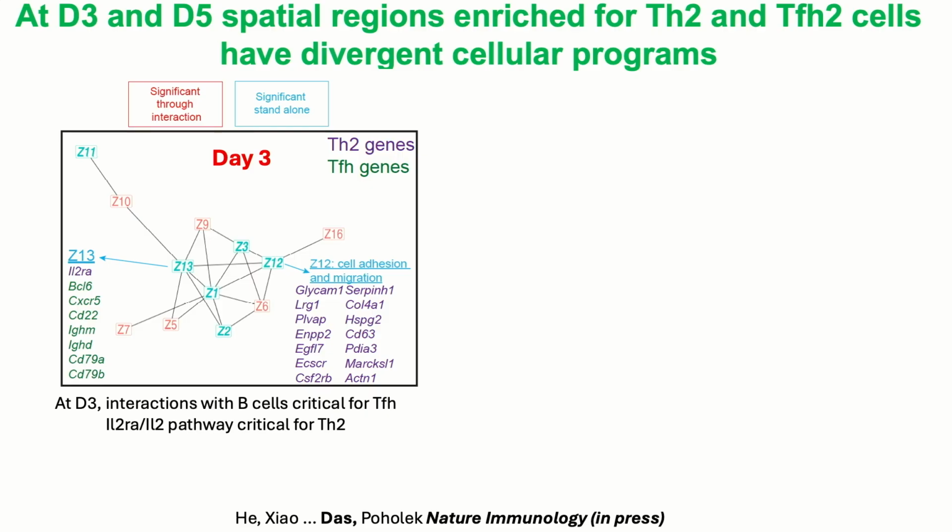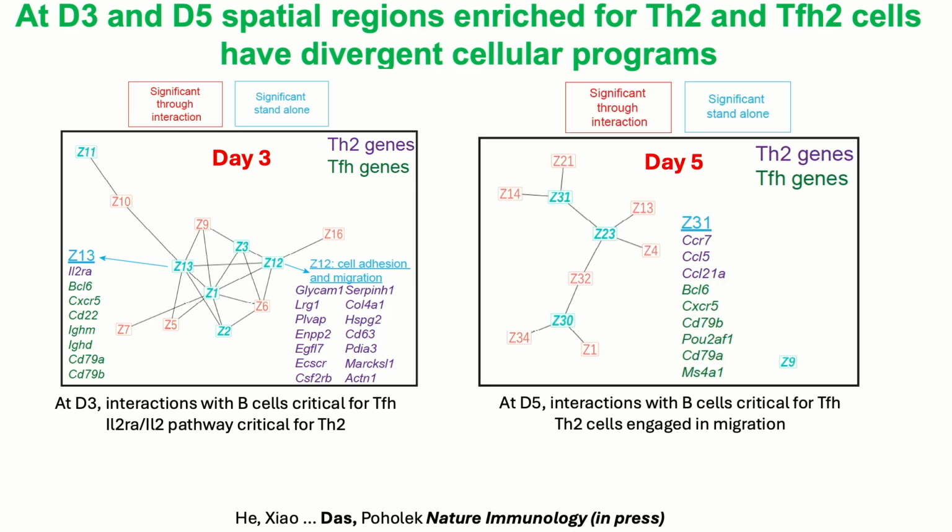At day 3, for the TFH cells, interactions with the B cells are critical to maintain the TFH cells. This is known biology. But the intriguing part was we found this in this latent factor Z13. The actual pure variable, and it's a key driver, was IL-2RA. And the IL-2RA, IL-2 pathway, we hypothesized this was not known, is critical for Th2 differentiation.